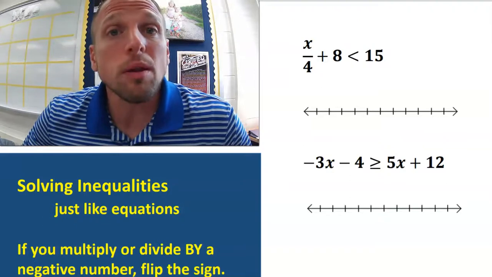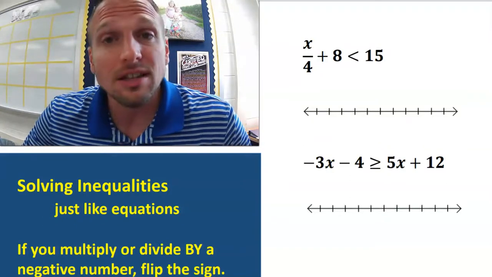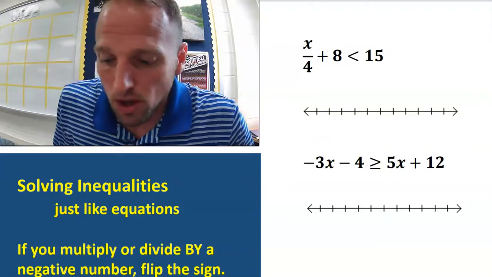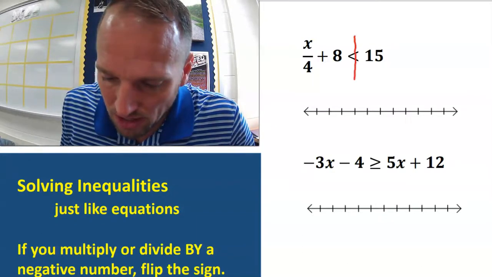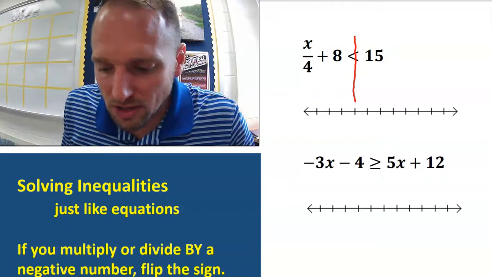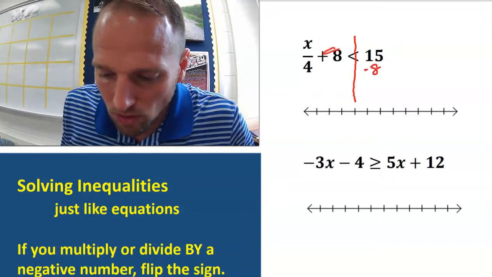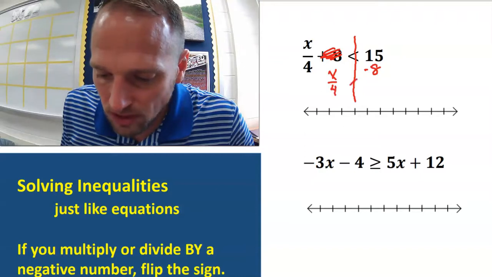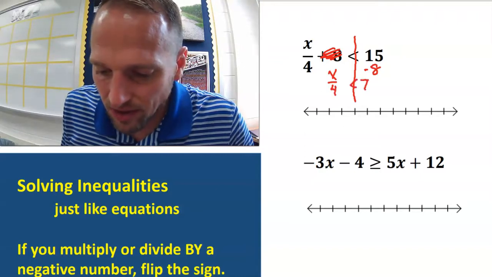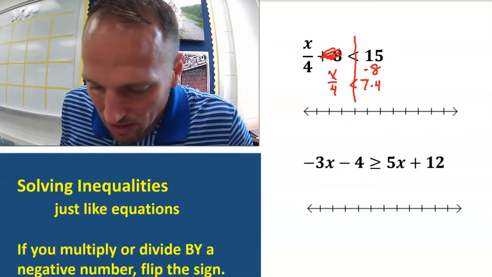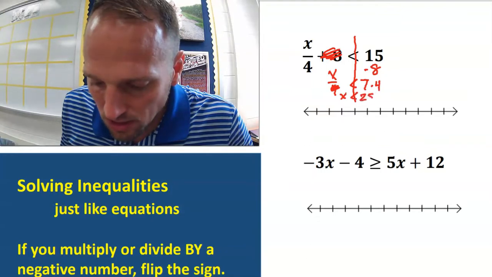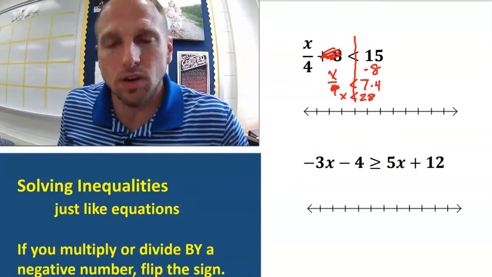So the first problem, x divided by 4 plus 8 is less than 15. Well, we know how to do these. Cross the line, change the sign, right? I could draw the line down through here. Cross the line, change the sign. Let's subtract the 8 over. So we've got x divided by 4 is less than 7. One more step, multiply the 4 to the other side. We're just going to have x is less than 28. So just like solving an equation here, right?